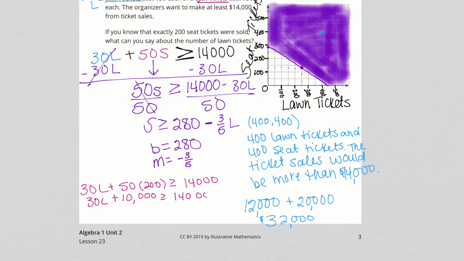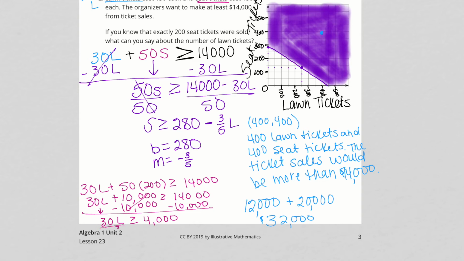How do I solve for my L? Divide? Not yet. I need to do something else first. What do I do first to solve for the L? How do I get rid of that 10,000? Subtract it. We just subtract 10,000 from both sides. Okay, so we get 30L is greater than or equal to 4,000.